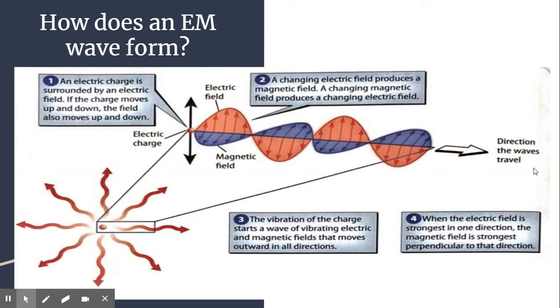And so a changing electrical field creates a changing magnetic field. And these two are very, very closely tied together in so much that we call it an electromagnetic wave as opposed to just an electric wave or a magnetic wave. We combine the two because they are so closely related.